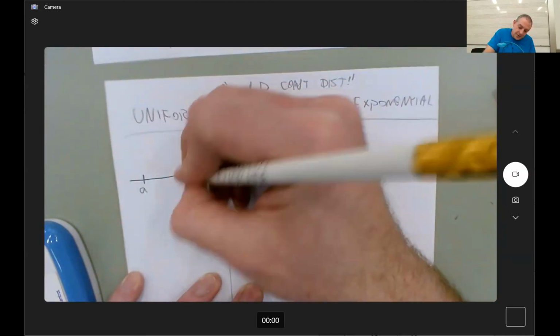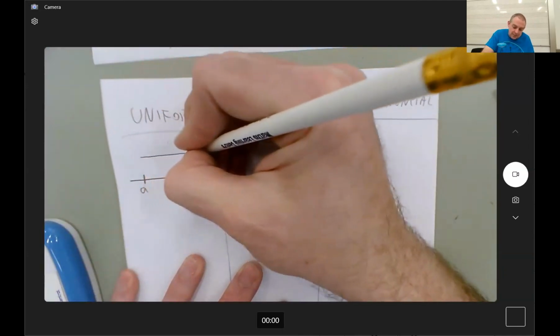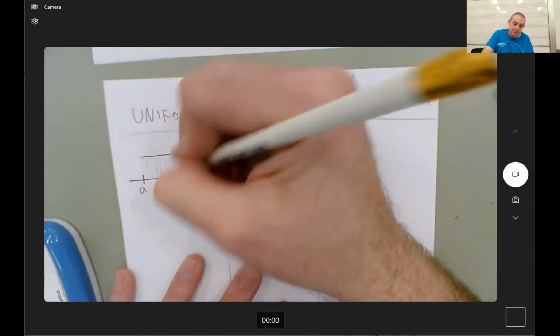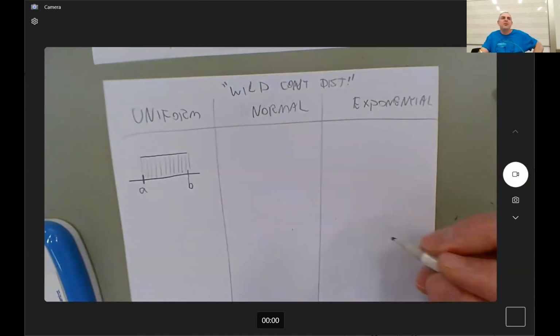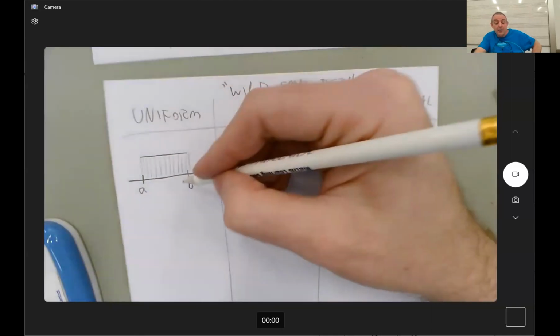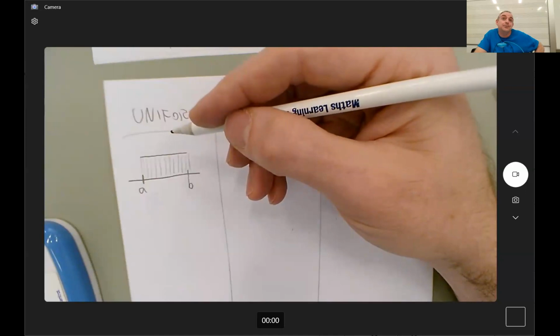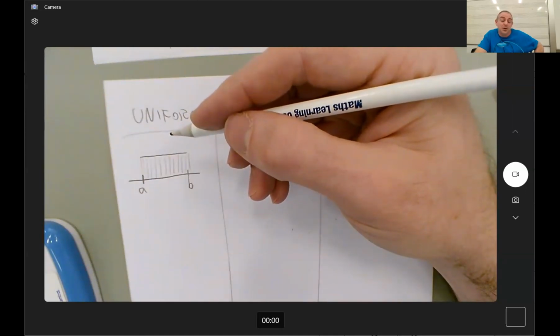has a bottom and a top. Everything is between these two numbers and they all have the same probability. Not that they have probabilities of their own. They all have the same density. And the uniform distribution is great because technically it has a formula for how high this height is, but you don't need to know it. But you can figure it out.